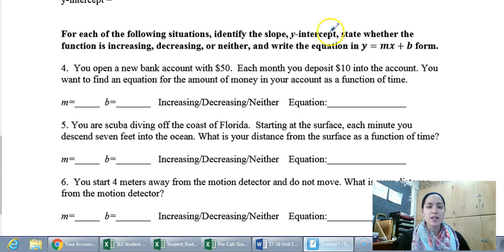So again, the key language for m: per, each, every.